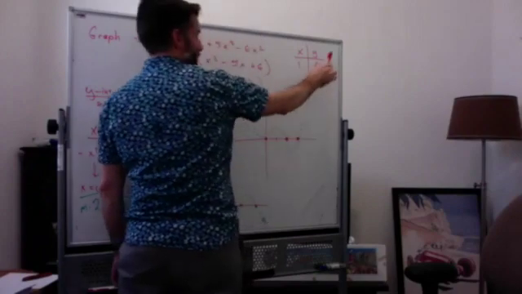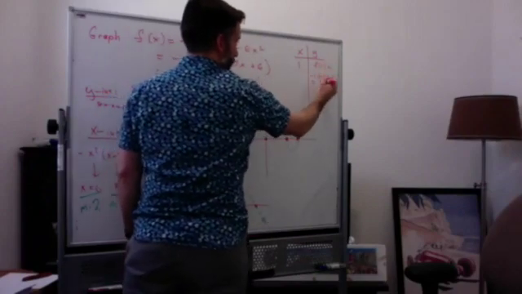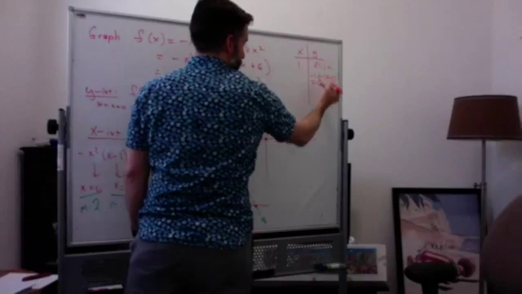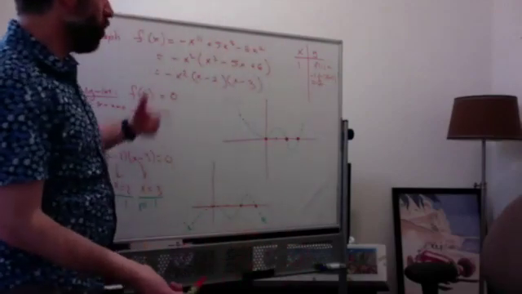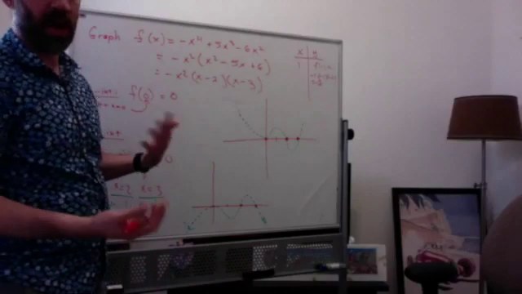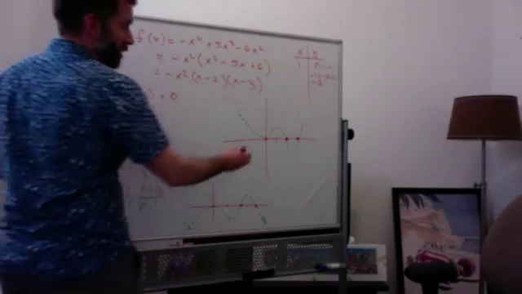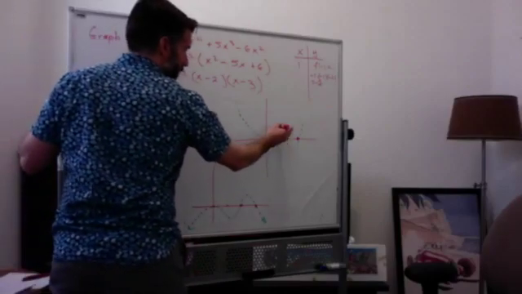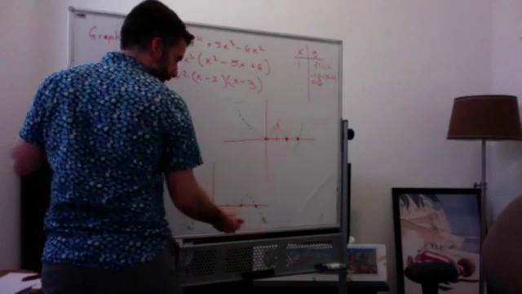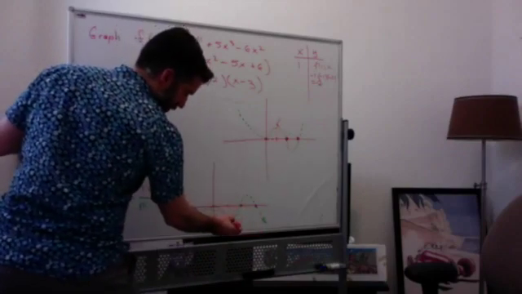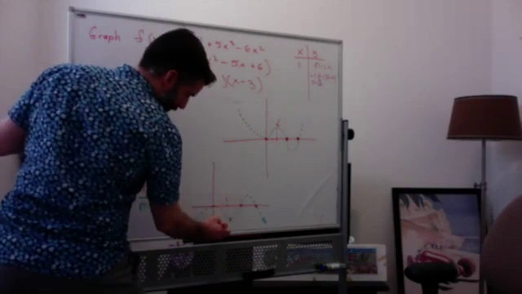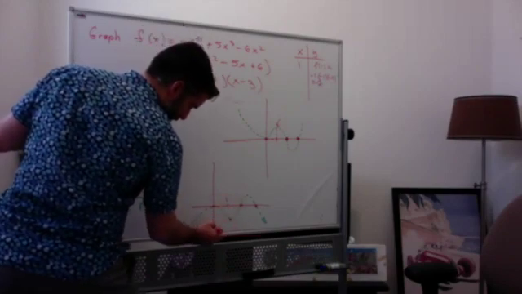And the negative times a negative times a negative is a negative. So I know that when x is 1, the y value is -2. So it couldn't be this graph here, because that's a positive y value. So it's got to be this graph here, where at +1, we're getting -2.